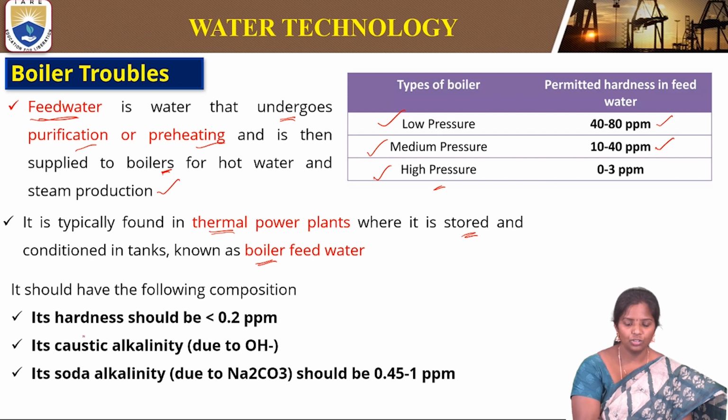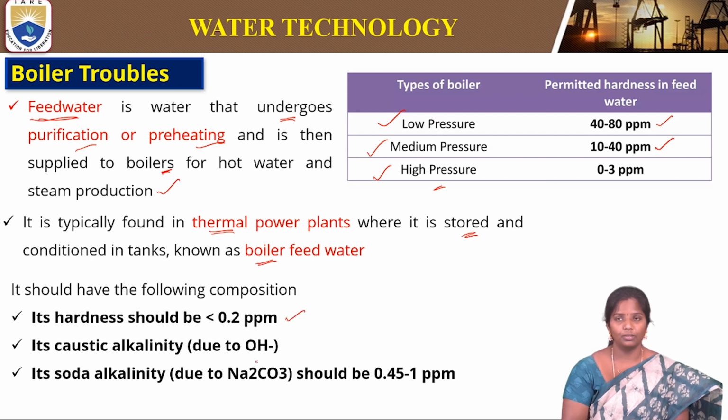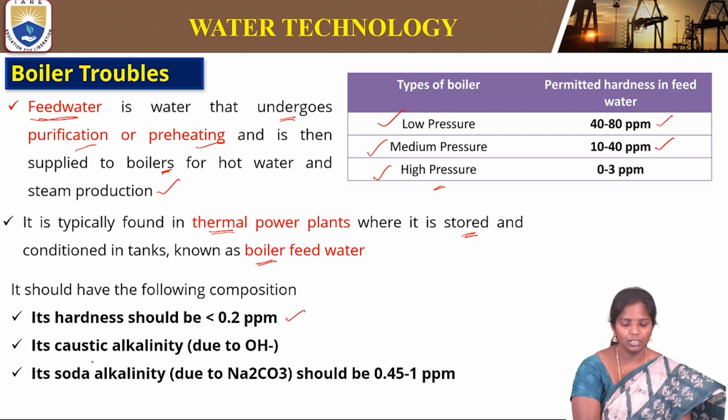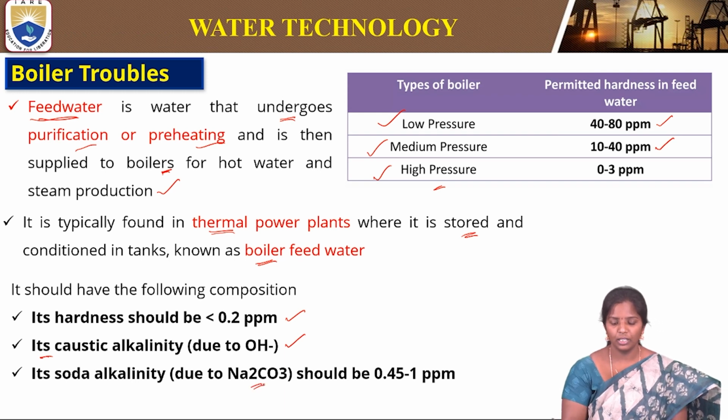So the hardness should be less than 0.2 ppm, and the caustic alkalinity can have a composition like caustic alkalinity due to OH minus ions, excess of OH minus ions, and the soda alkalinity due to sodium carbonate, and should be less than 1 ppm.